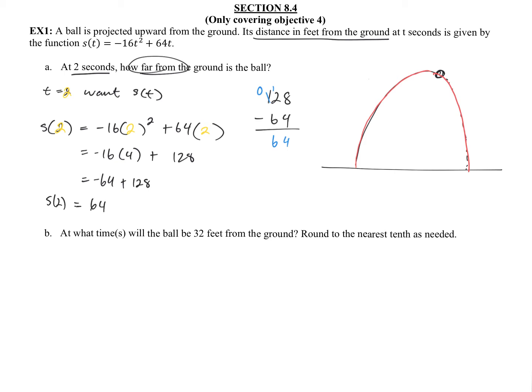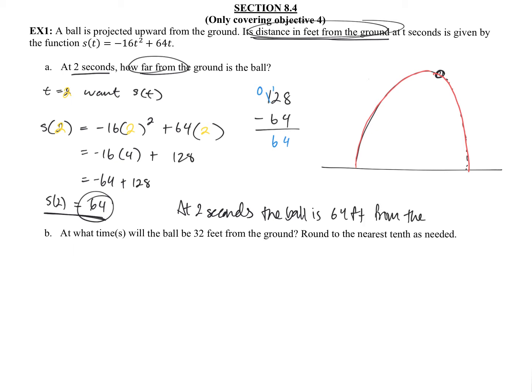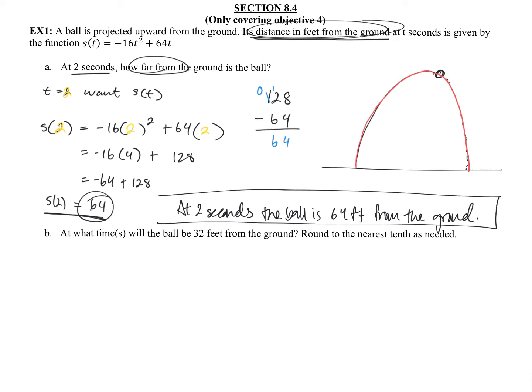What does this mean? Once again, this is a word problem, so we need to describe what this means. Well, this means at 2 seconds, what do we know? Remember, s of t describes the distance in feet from the ground. So at 2 seconds, the ball is 64 feet from the ground. That's pretty high for 2 seconds. That's quite a bit of power there to get a ball up that fast.